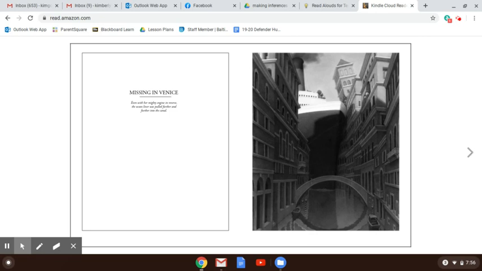Missing in Venice. Even with her mighty engine in reverse, the ocean liner was pulled farther and farther into the canal. Can you make an inference about what's going on in this illustration? What's the story behind it?